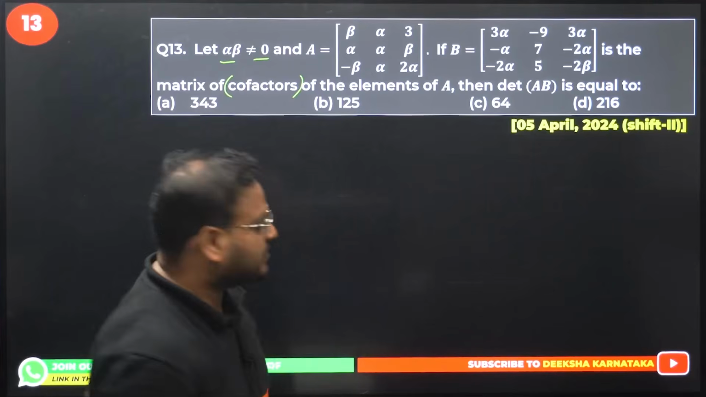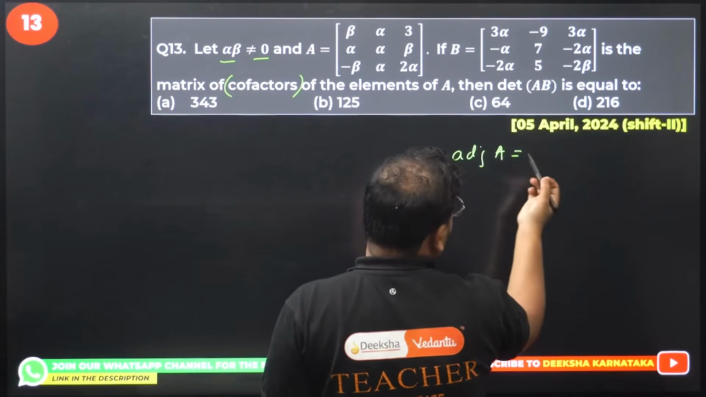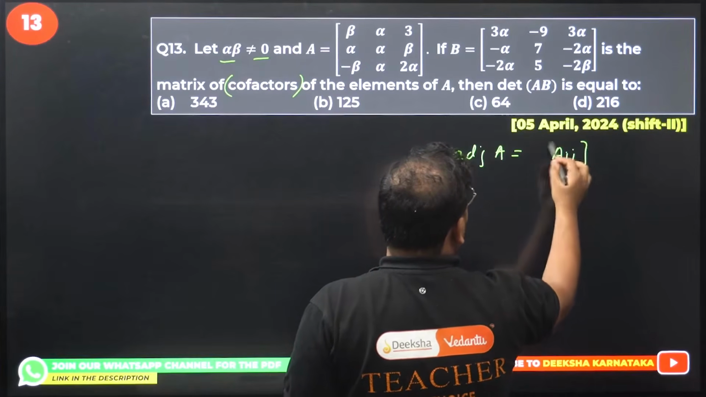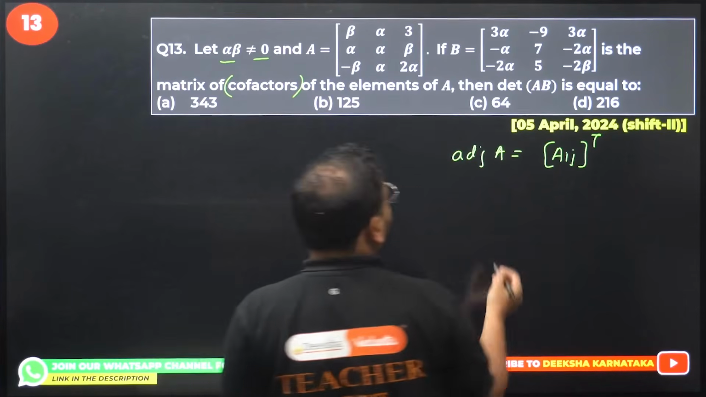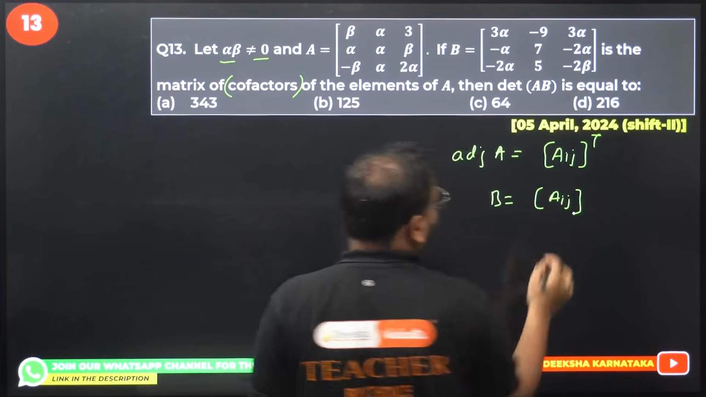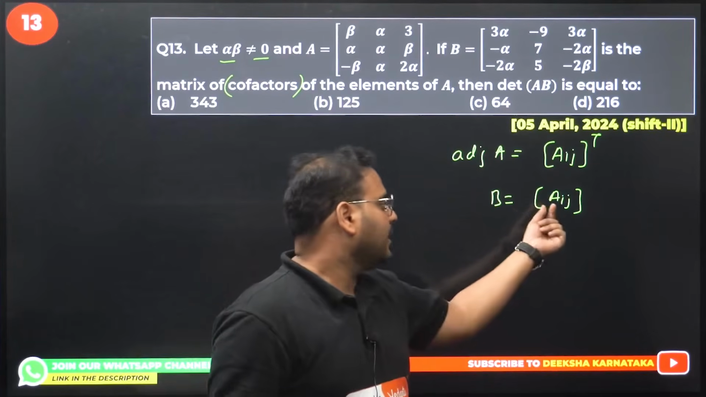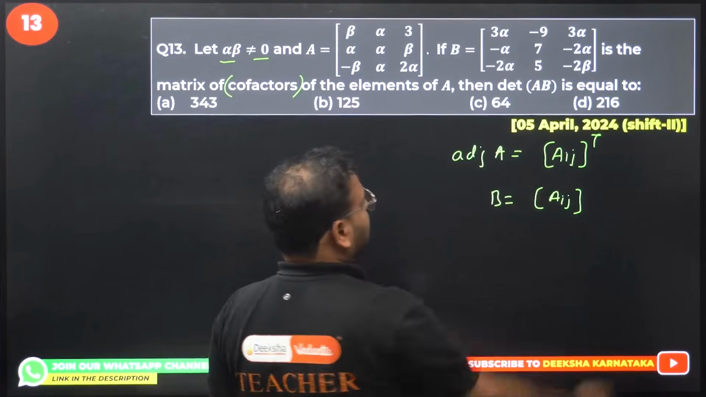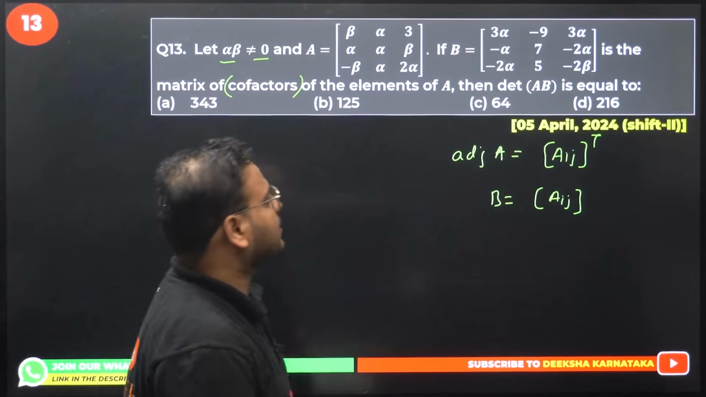not adjoint, because when you say adjoint, what does it mean? It means the cofactor matrix, the Aij matrix, with the transpose, but actually what is given? B is given as simply Aij. Got it? Capital A represents your cofactors, right? So capital A is the cofactor, so not adjoint but just cofactor. Basically I can say transpose of that. They are saying the elements of A, okay, then determinant of AB is equal to what?